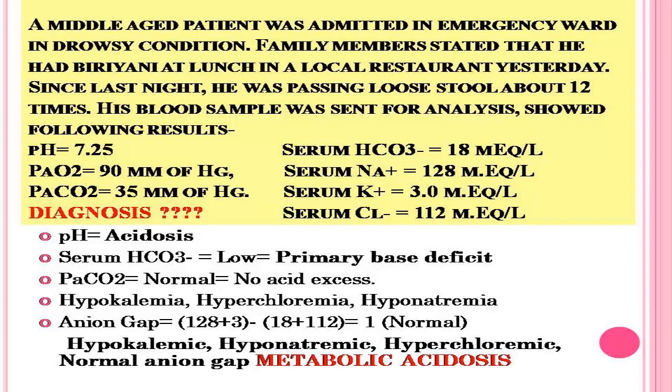Now again follow that rule. First look at the pH, and the pH is low, so it is an acidosis. Now look at the other parameters, that is serum bicarbonate. Serum bicarbonate is low here, that is 18 milliequivalent per liter. So it is definitely lower than the normal reference value. So there is a primary base deficit. And now look at the partial pressure of carbon dioxide level.